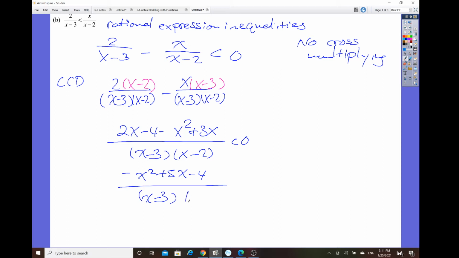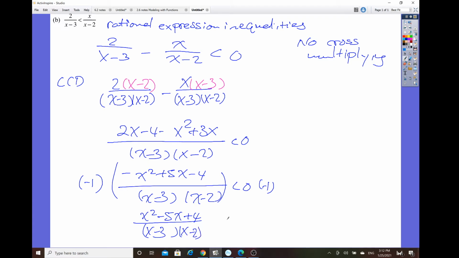For those of you wondering, can we factor this? Yeah, multiply both sides by negative 1, so just swap the sign. So we got x squared minus 5x, okay, let me fix that, minus 5x, and then plus 4. So simply multiply both sides by negative 1. Again, the denominator, just leave it as x minus 3, x minus 2. You'll see that we'll be using that in a minute.